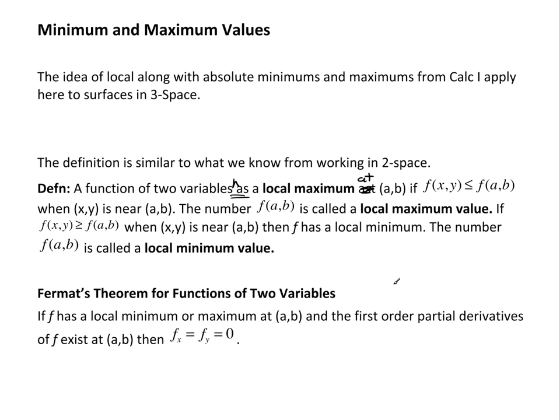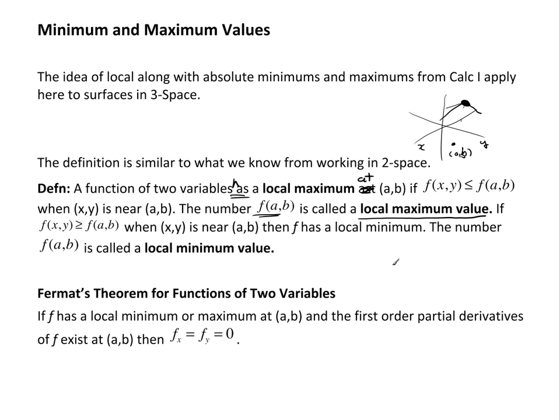That's the idea of, if I have some point of coordinates (a, b) on the xy plane, then f(a, b) is up here somewhere, this curve goes like this, and no matter what direction you go, this is the maximum. So (a, b) is on the xy plane, and z is f(a, b). The number f(a, b) is actually referred to as a local maximum value.